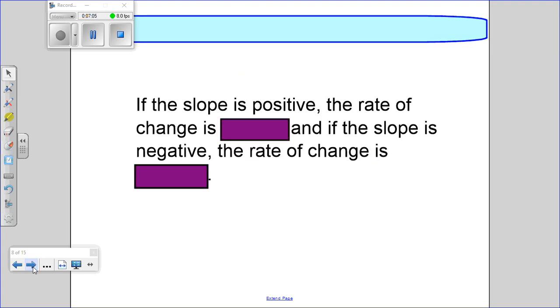If the slope is positive, the rate of change is going to be the same, so it is also going to be positive. Slope and rate of change are the same thing. So if the slope is negative, then the rate of change is also negative.